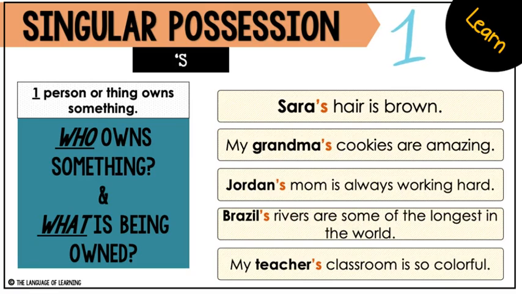So let's look at singular possession. One person or thing owns something. Who owns something and what is being owned? Sarah's hair is brown. Sarah is the who and her hair is what's being owned. My grandma's cookies are amazing. Grandma is the who. The cookies are the thing that is being owned. Jordan's mom is always working hard. Jordan is who owns something, and what she owns is her mom.